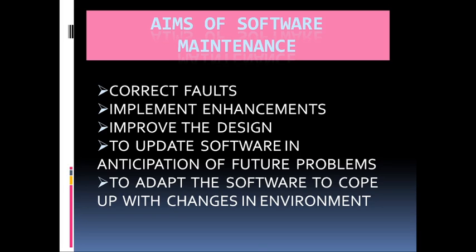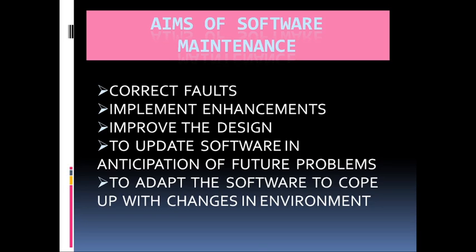Then what is the aim of software maintenance? Now we are going to discuss the different aims, and why it is necessary to maintain the software, or why software maintenance is considered a necessary part. First is to correct faults. After the software has been delivered to the client, when he or she is using the software, certain faults may arise, and it is necessary for the software developer to correct those faults, that is, remove all the faults which arise during its usage.